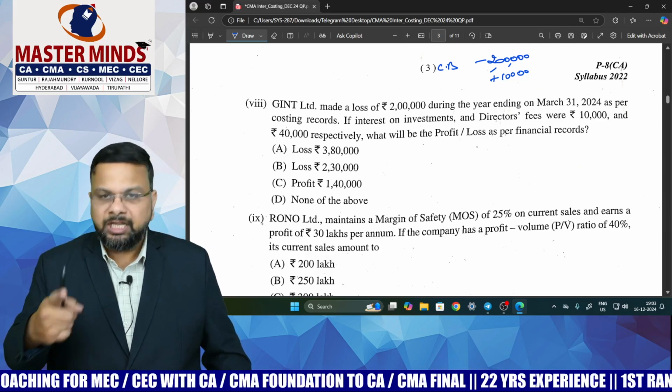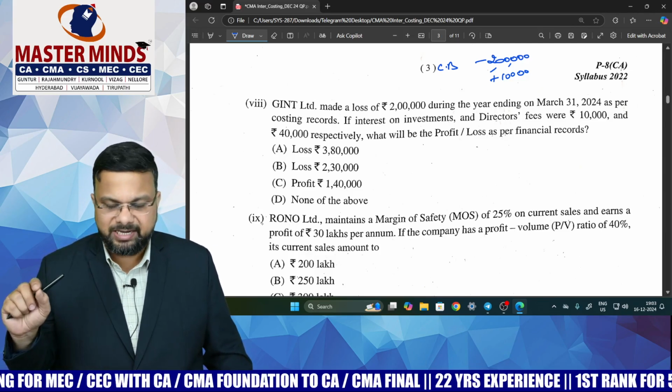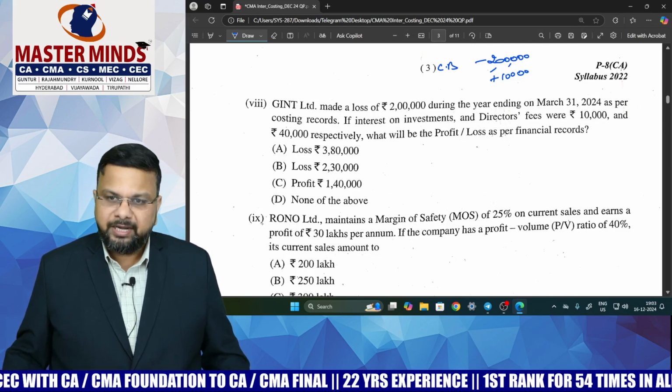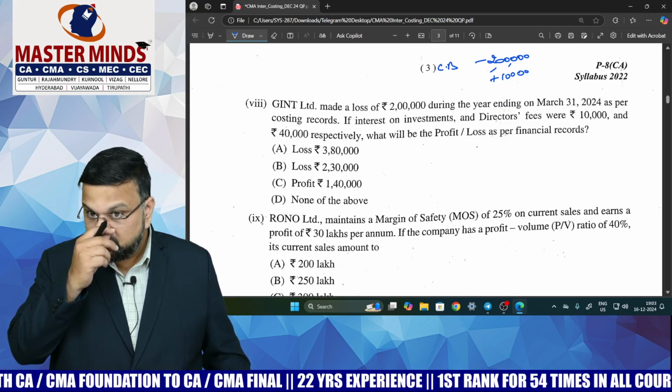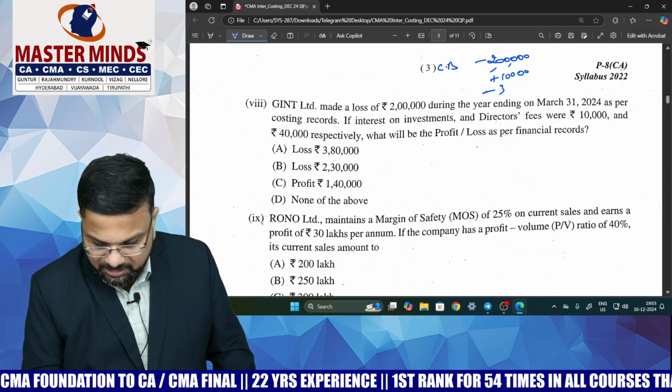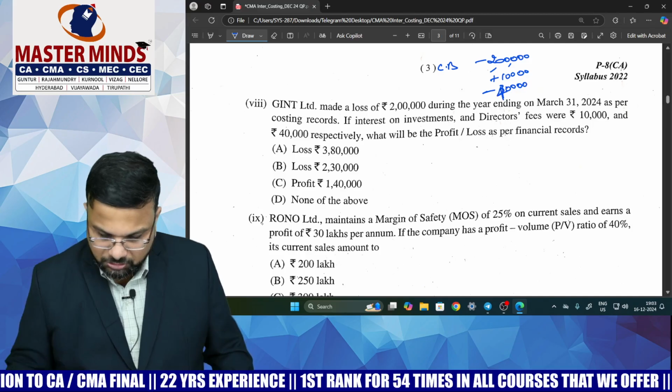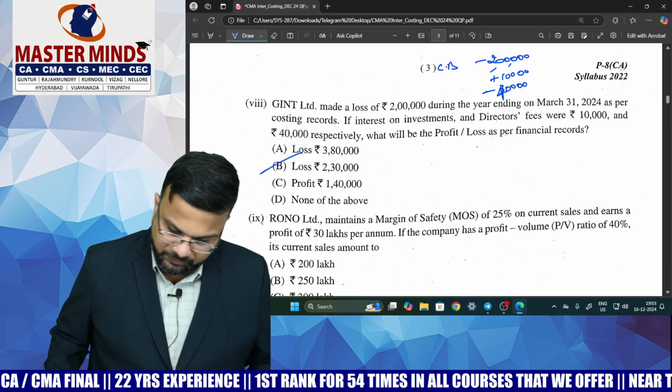Even though loss is given, we'll simply mention it as minus, but we'll treat it as a profit and make the necessary adjustments. Right, as we paid, financial profit will be low, costing profit will be high, so we have to subtract it as minus 30,000. So 40,000, right? Sorry, 40,000. So it will be 2,30,000 loss, right?